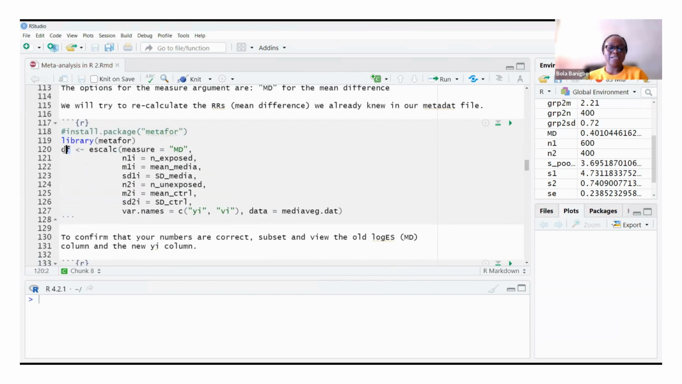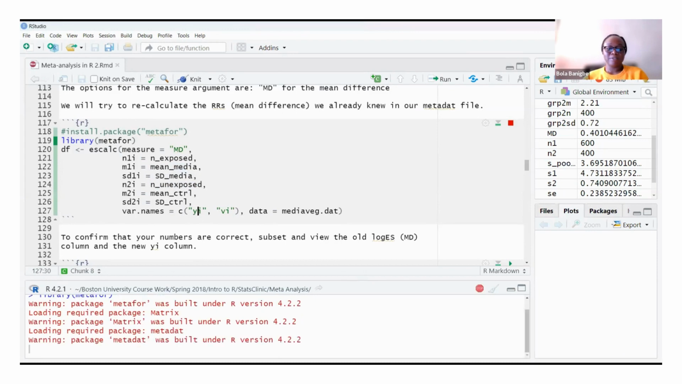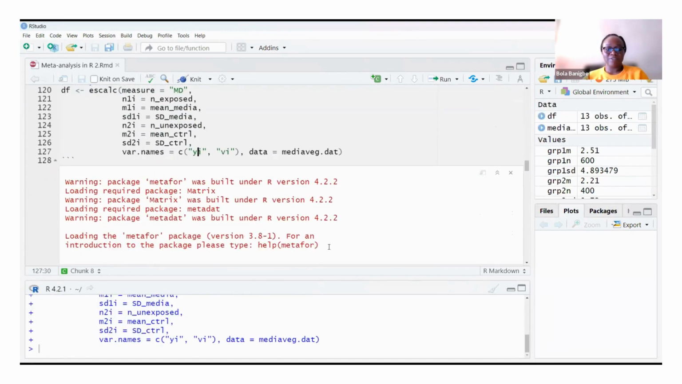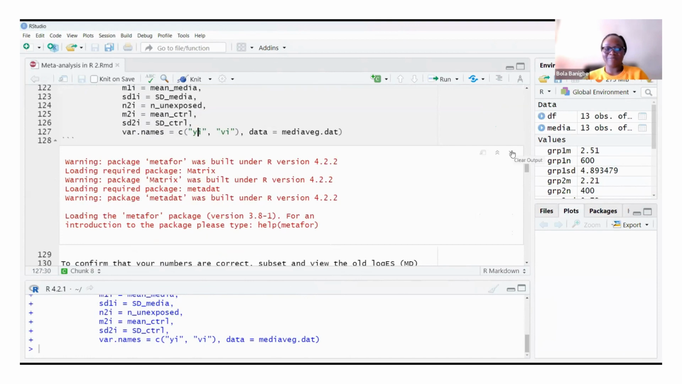And then you're basically saying the data frame, ESCalc, the measure is MD, mean difference. These are the column headers in your extracted Excel sheet. So we're going to rerun it, and we're creating these variables YI and VI. We're regenerating the measure MD as YI, just to compare. So when we run it, ignore the warning messages. I'm just not ready to update my version of R.